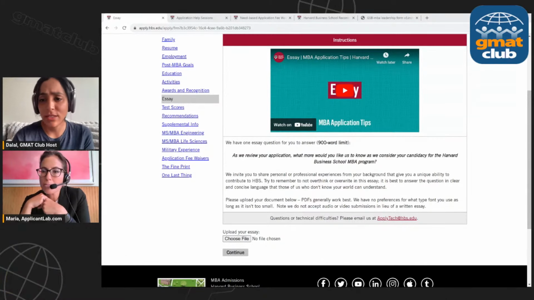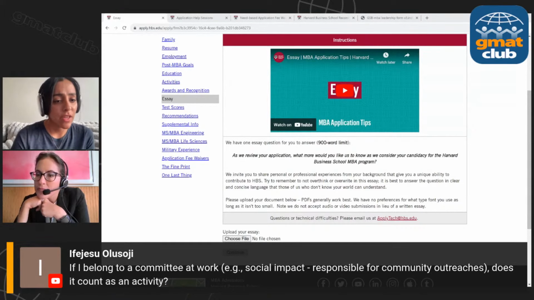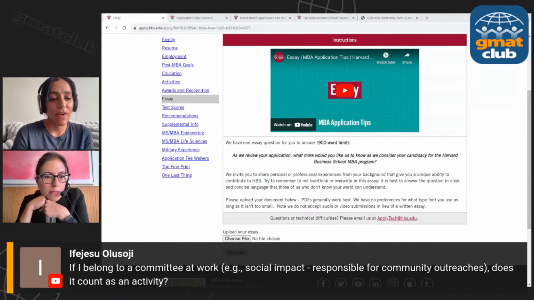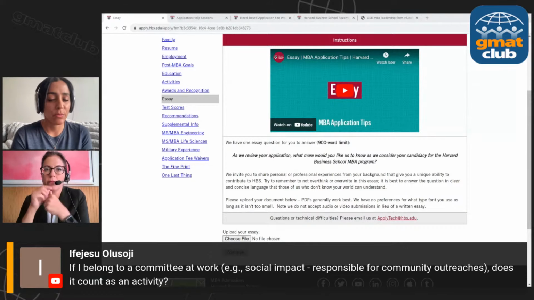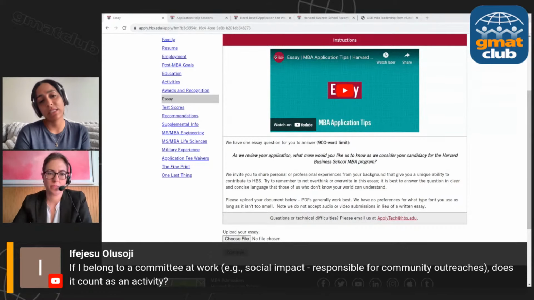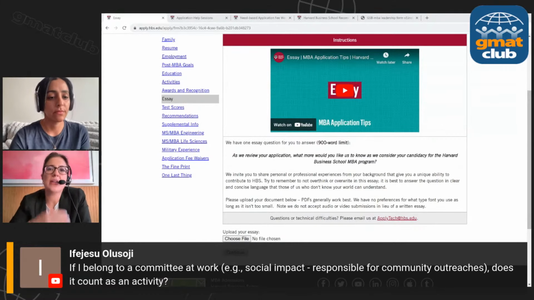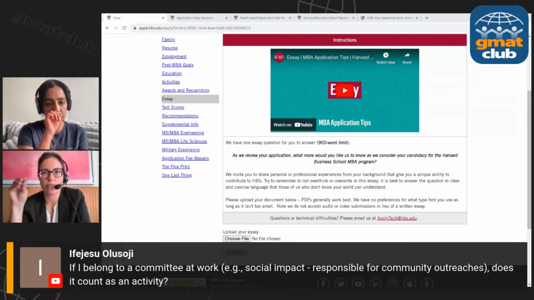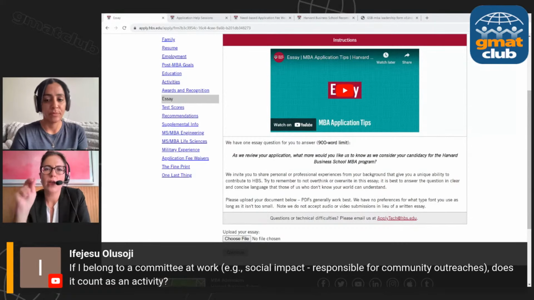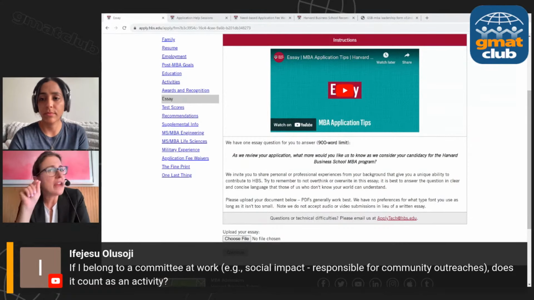Someone asked if they belong to a committee at work, for example social impact, responsible for community outreach, does it count as an activity? 100% it counts as an activity. In my opinion, anything that is not part of your required job counts, even if it happens at work, in the context of work.